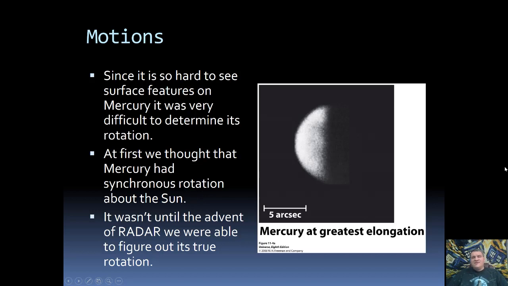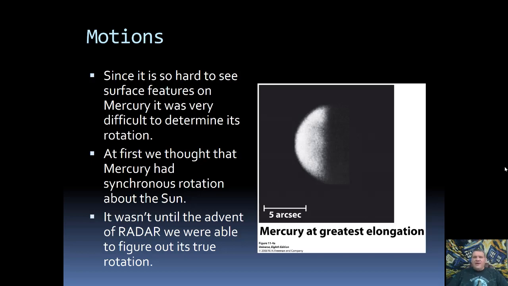Okay, well, if you remember, synchronous rotation is where the object always keeps one side facing towards what it is orbiting. So this is what's happening with our moon, why we only see one side of the moon. Okay, so its rotation rate and its orbit take the same amount of time, so one side's always facing. Okay, in this case, one side of Mercury would always be facing the sun. Okay, well, we didn't figure out its actual rotation until after the invention of radar.